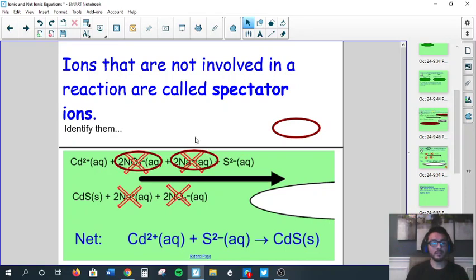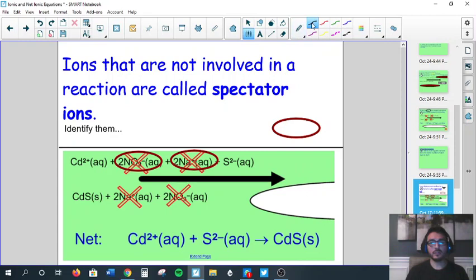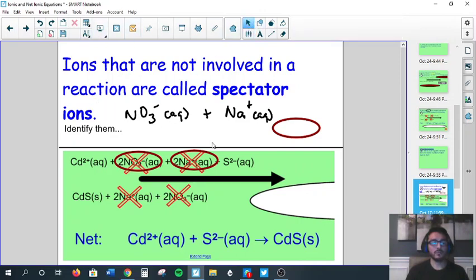You will be asked in these sorts of questions to list or state what your spectator ions are. And in this case, we have two. We have nitrate, NO3 aqueous, sorry, I said sodium, I wrote nitrate. Don't forget the charge, that is a spectator ion. And we have the sodium ion as a spectator ion in this case, right? So these are your spectator ions.